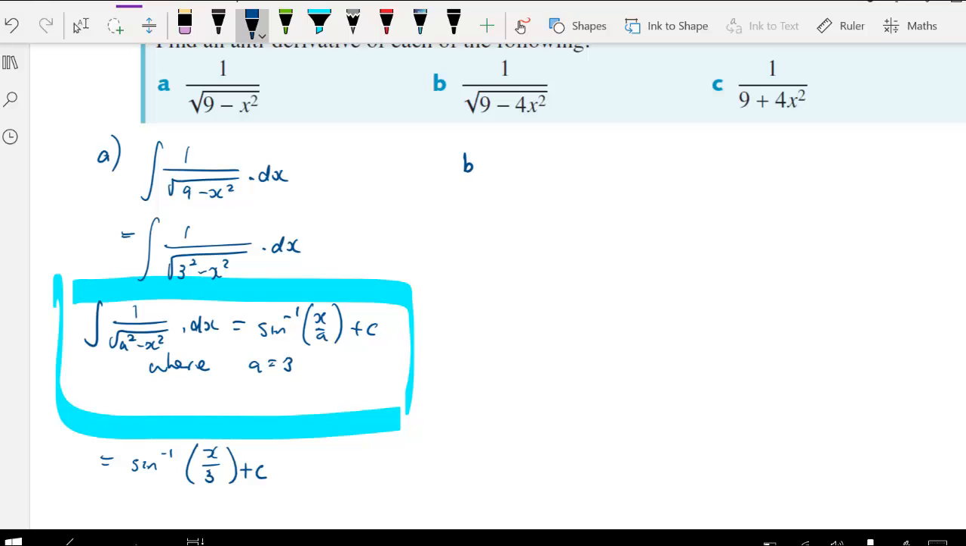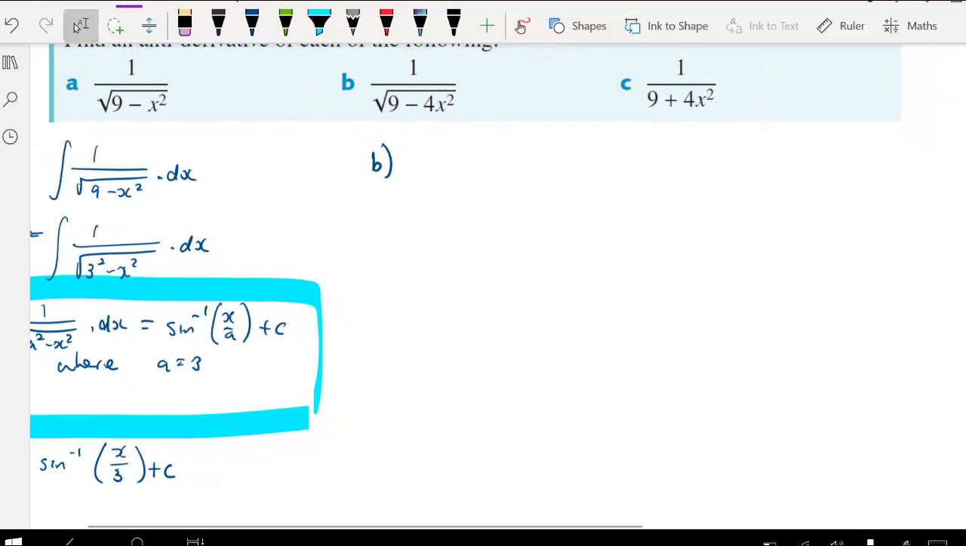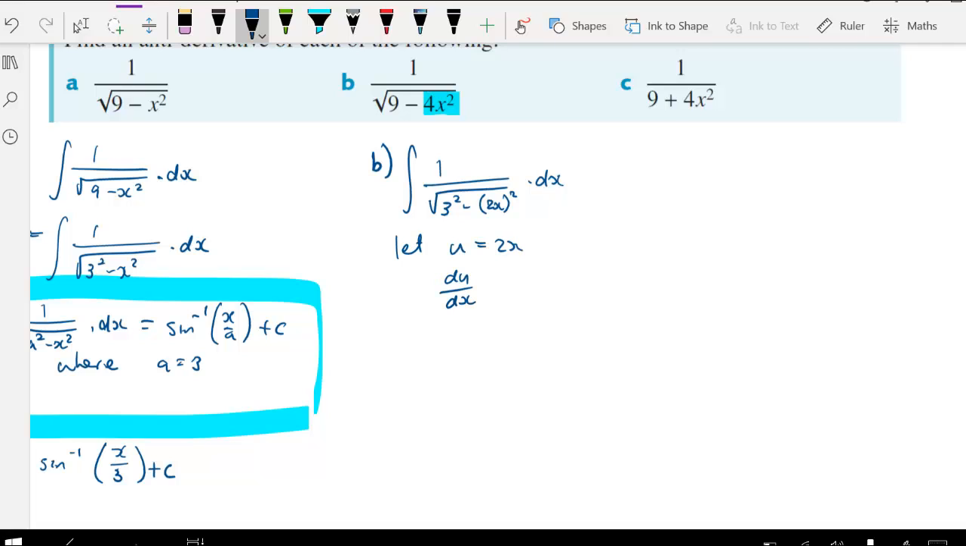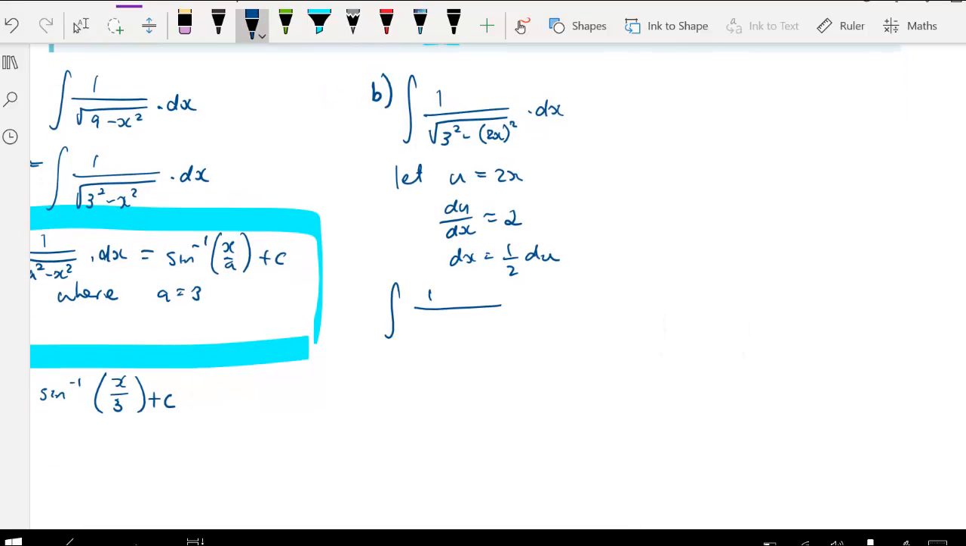When we look at the second one, it's a little bit more complex. It's realizing that this here is not just an x. So we're going to use a process of substitution. We're going to simplify this. We're going to look at the integral of 1 over square root of 3 squared take 2x squared dx. So therefore we can let u equal 2x, du dx is equal to 2, and therefore dx is equal to 1 on 2 du.